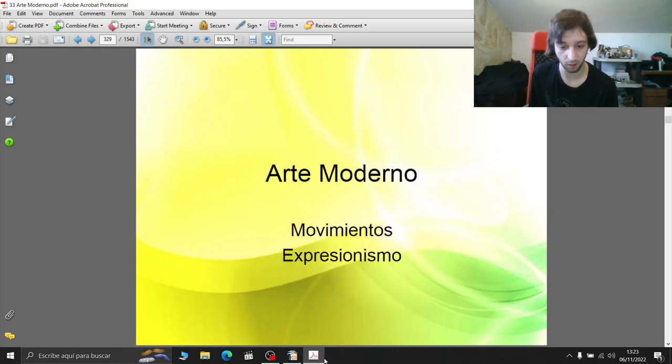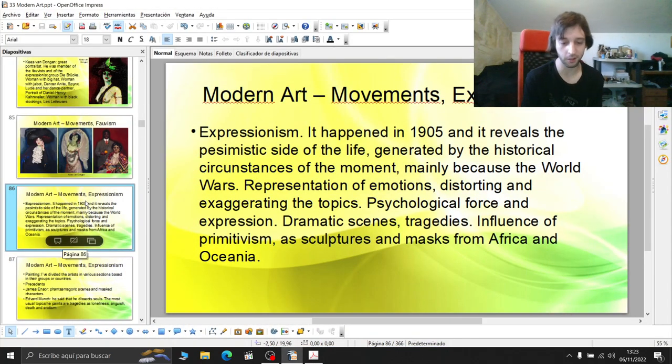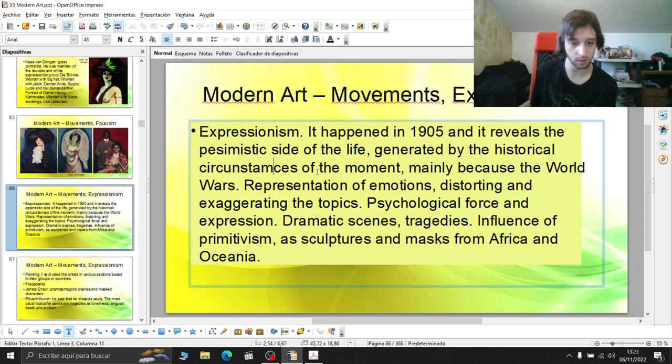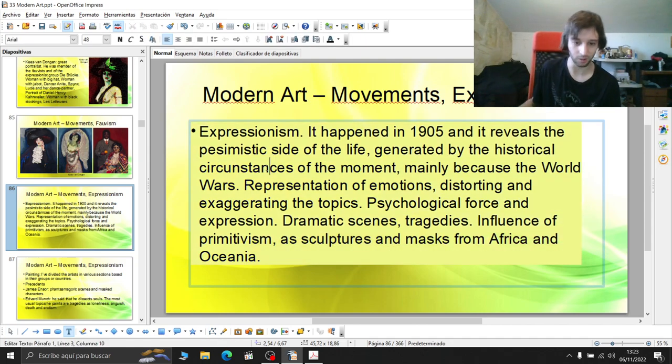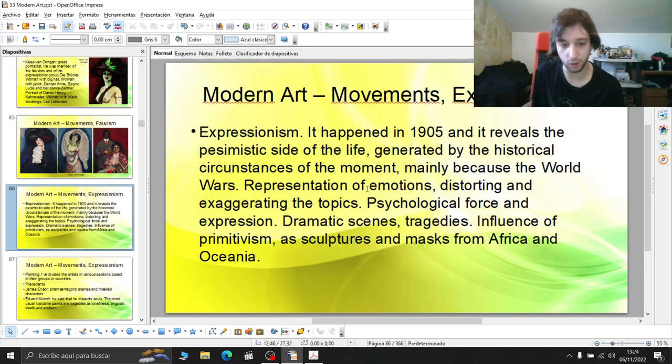And now Expressionism. This is the longest. It's going to be like half or one third of the full presentation. It happened in these years, and it reveals the pessimistic side of life generated by the historical circumstances of the moment, mainly because of the world wars. Representation of emotion, distorting and exaggerating the topics, psychological force and expression, dramatic scenes, tragedies, influence of primitivism, and sculpture of a mask from Africa and Oceania.